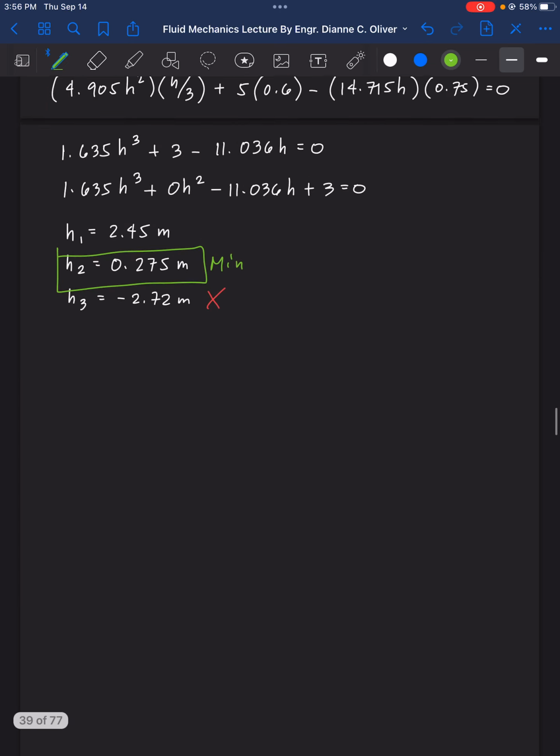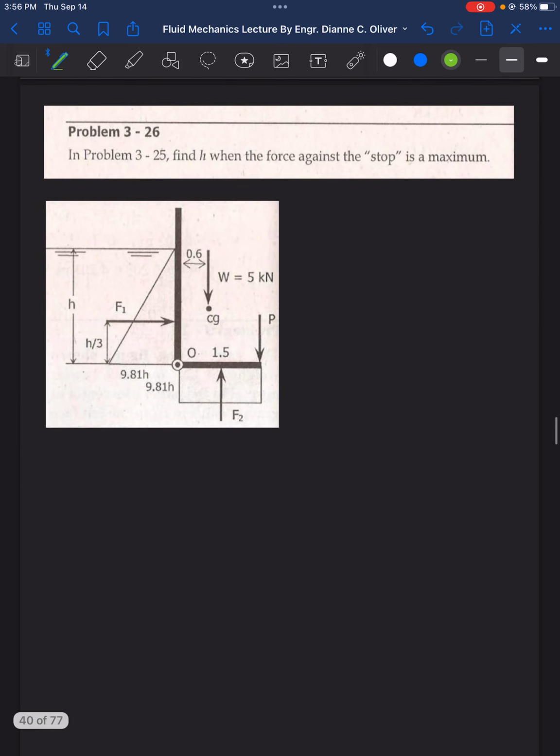Now let's go to the supplementary problem 3-26. In problem 3-25, which we solved a while ago, find h when the force against the stop is a maximum. So having the force here as maximum force, find the value of h. So the highest value of h in order to exert the highest force. So how do we solve that?